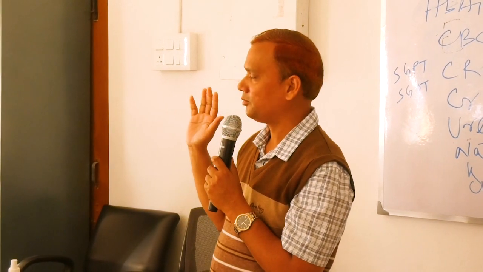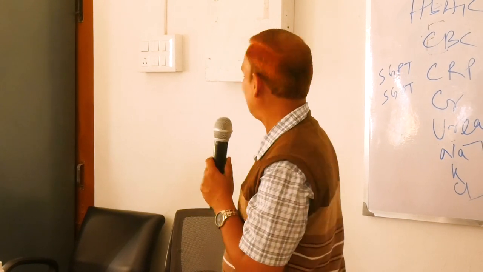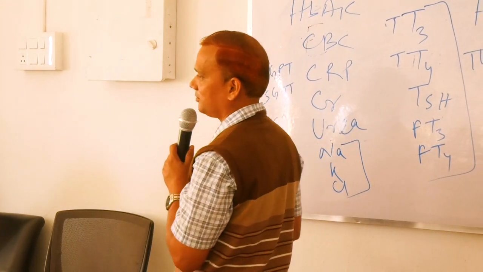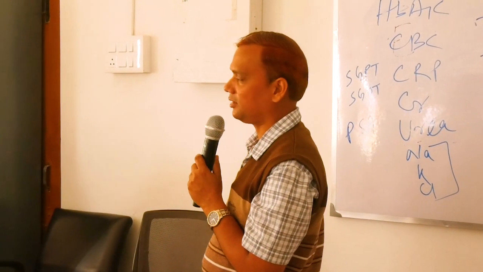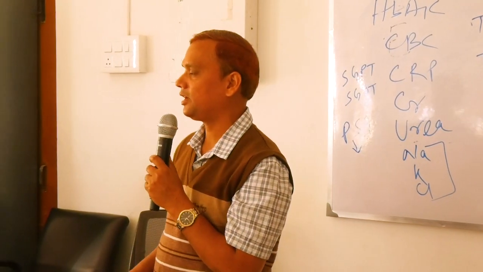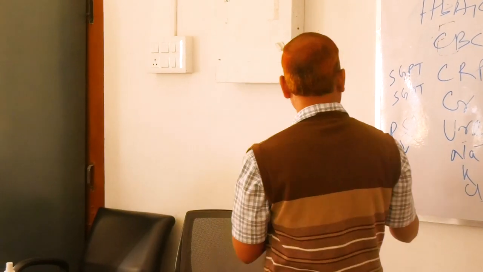So many tests are there. So many enzymes are there. ALP, alkaline phosphatase. Different markers are there. This is a marker, PSA, prostate specific antigen, in case of prostate cancer. So many different markers. Another is CA125.